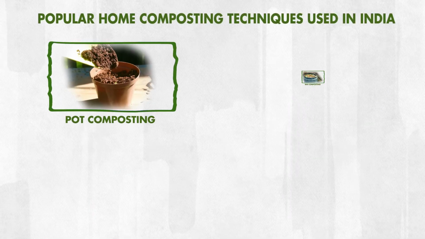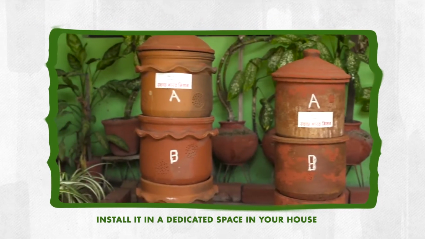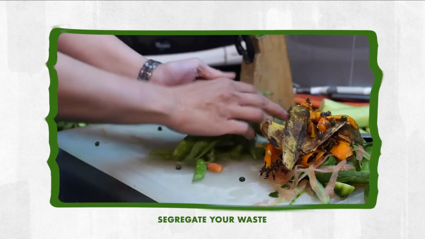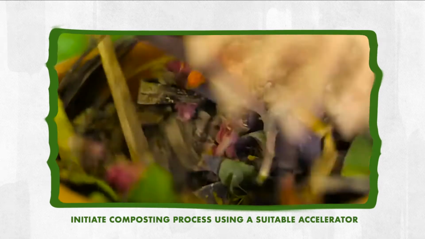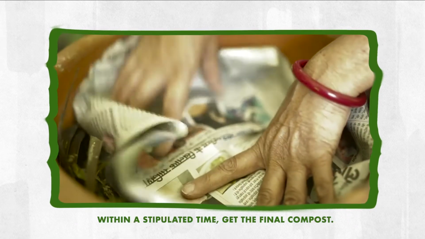Availability of various technologies has made this possible, but we still need to know how to do composting at home. It is a fairly simple process. Choose and invest in one of the various available technologies. Install it in a dedicated space in your house. Segregate your waste. Initiate the composting process using a suitable accelerator, and within a stipulated time get the final compost.